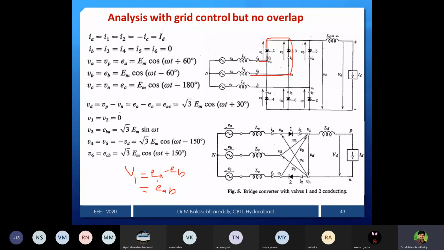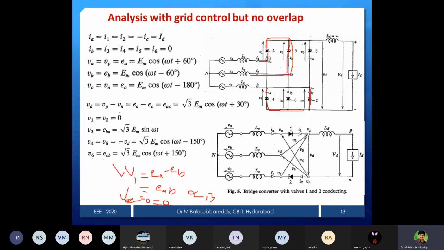Then what about V2? V2 means the second valve, and because it is already conducting, V2 is 0. Then what about V3? V3 is also conducting, so that is equal to 0, because valves 2 and 3 are conducting. So V1 is VAB, V2 is 0, V3 is 0. Then what about V4? V4 is this one.